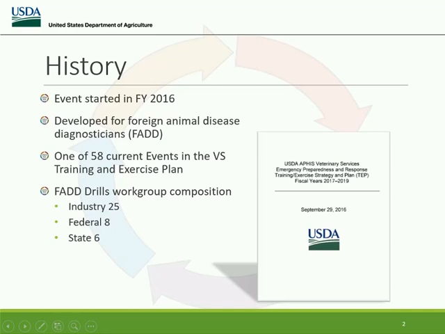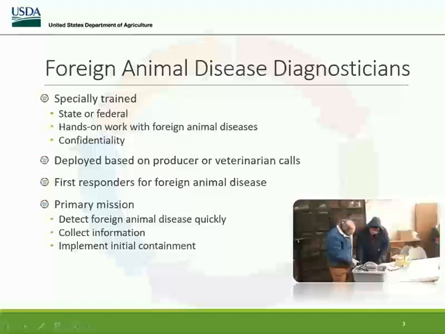If you're not familiar with the foreign animal disease diagnostician, they go through very specialized training. Right now, they would go to Plum Island, New York. It's off of Orient Point for 2 weeks of very intense training where they would actually see the diseases that we want to keep out of the United States, watch the clinical progression of symptoms so that if they were ever to see this in the field, they would be able to identify it.